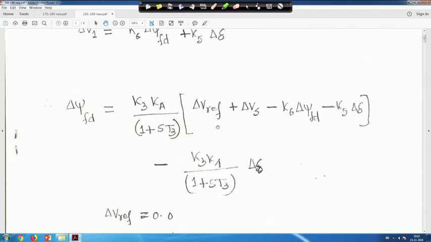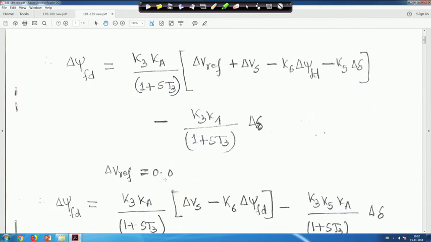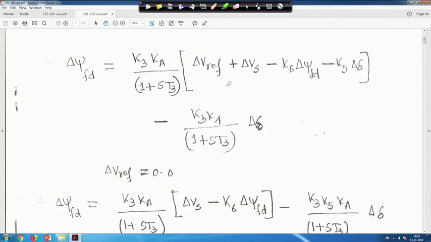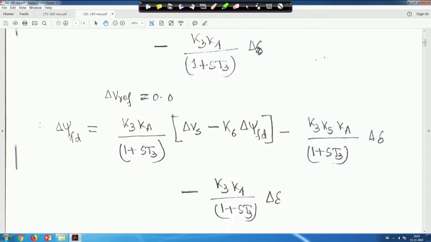So now let us assume delta V reference is equal to 0, right. If delta V reference is equal to 0, then this equation can be written as delta psi FD is equal to K3 K upon 1 plus ST3 in bracket delta Vs minus K6 into delta psi FD minus K3 K5 K upon 1 plus ST3 delta delta, then minus K3 K4 upon 1 plus ST3 delta delta.